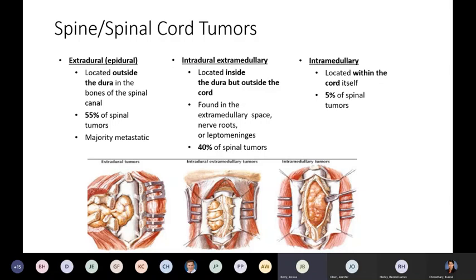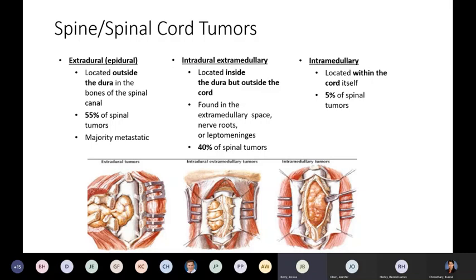Tumors of the spine or spinal cord are divided into 3 categories: extradural, which are outside the dura; intradural extramedullary, which are inside the dura but outside the cord; and intramedullary, which are within the cord itself. So extradural will be the most common, comprising about 55% of spinal tumors. The majority of these are metastatic.